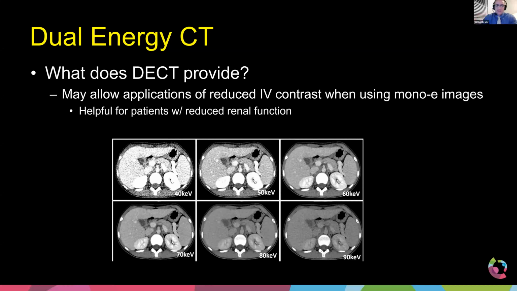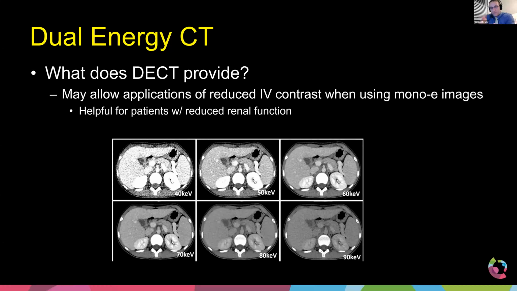Now, with this ability to physically look at an image and make it look more contrasty and less contrasty, one of the other benefits is we do not need as much IV contrast when we do dual energy CT. For someone that might have renal functional impairment, but you still want to do an iodine contrast enhanced CT, well, that's fine. Maybe you can dial back the amount, dilute the concentration, or obviously just use less IV.